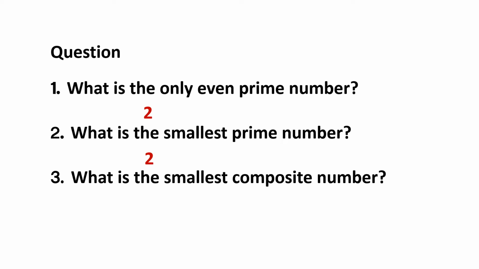What is the smallest composite number? I told you 1 is not a prime number nor a composite number. 2 is a prime number. 3 once again has got only 2 factors. Therefore, 3 is also a prime number. When it comes to 4, 4 has got 3 factors: 1, 2 and 4. Therefore, 4 is a composite number. Therefore, the smallest composite number is 4.